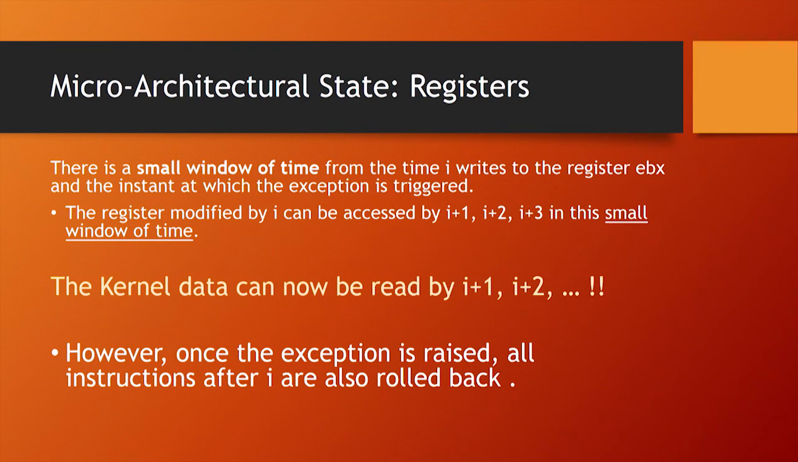Please note that there is a very small window of time, from the time I writes to the register EBX to the instant at which the exception is triggered. The register modified by I can be accessed by I plus 1, I plus 2, I plus 3 in this small window of time. So essentially, for performance reasons, I as a process try to read an OS page, some entry in the OS address space.